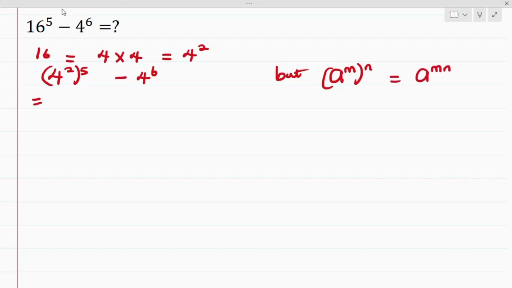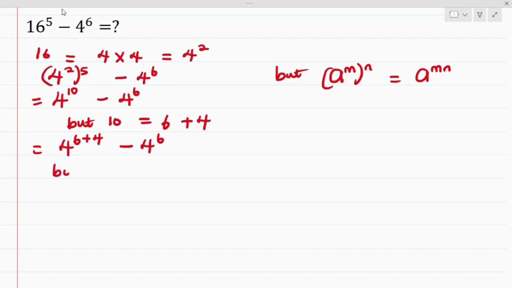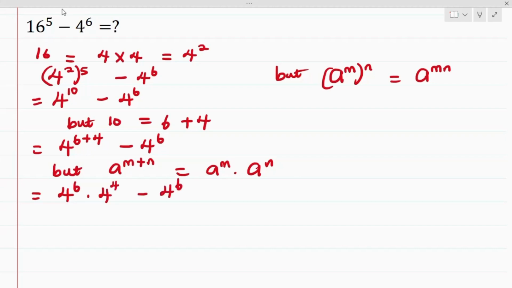So we have this to be 4 raised to the power of 2 multiplied by 5, which is 10, minus 4 raised to the power of 6. But 10 can easily be expressed as 6 plus 4. So we have 4 raised to the power of 6 plus 4, minus 4 raised to the power of 6. But if we have a raised to the power of m plus n, this is equal to a raised to the power of m multiplied by a raised to the power of n. So this is equal to 4 raised to the power of 6 multiplied by 4 raised to the power of 4, minus 4 raised to the power of 6. So we have 4 raised to the power of 6 to be a common term.